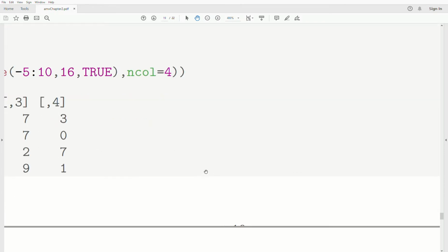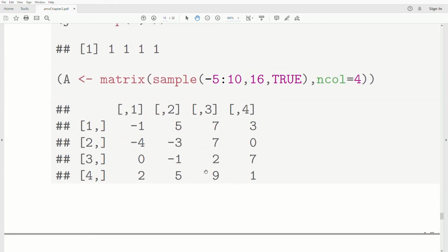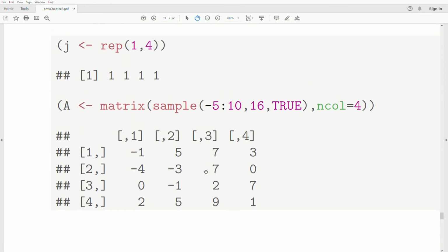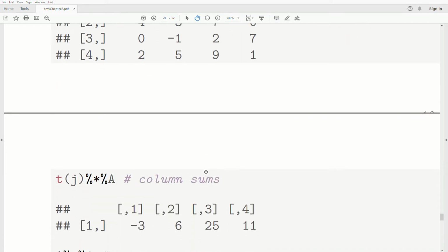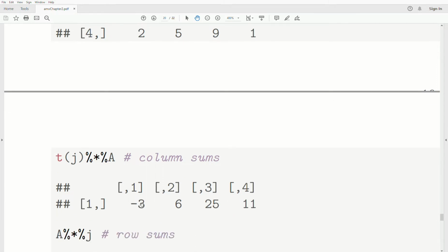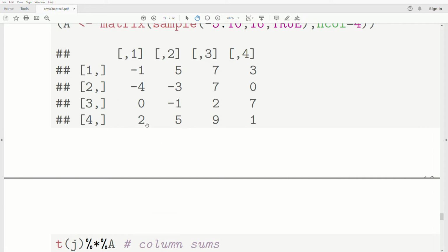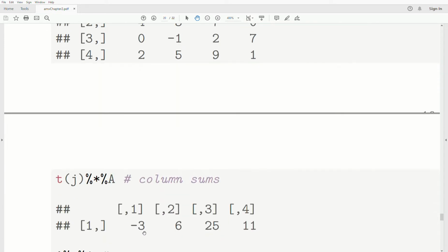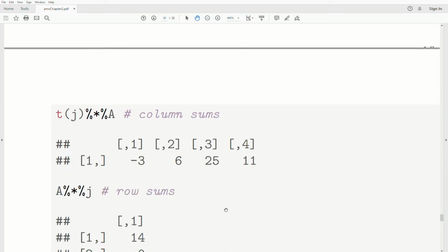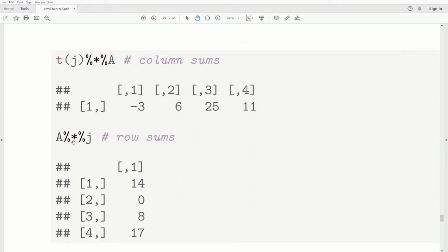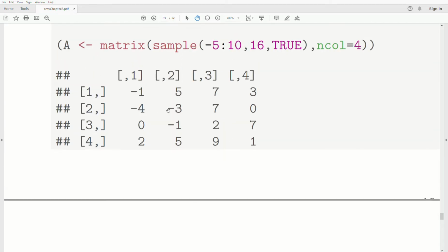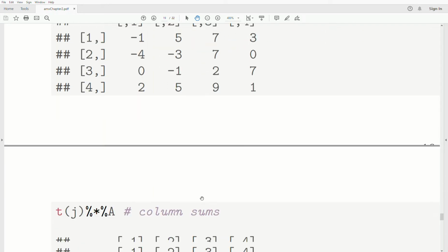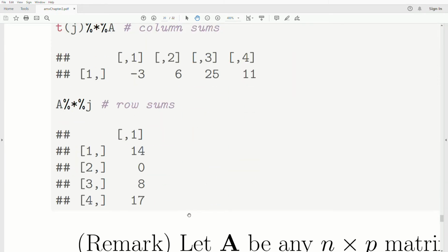You can see that in R. If we have a vector j and a matrix, and we want to add the columns, we take j transpose A, and this is the column sums. Let's just look at one of them, -3: -5 plus 2 is -3, and that's the same. The row sums would be A times j, and this creates the row sums. Let's just look at one here: -7 plus 0 is -7. So these are the row sums.